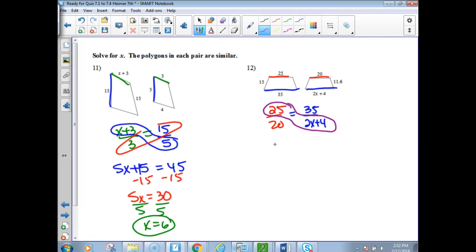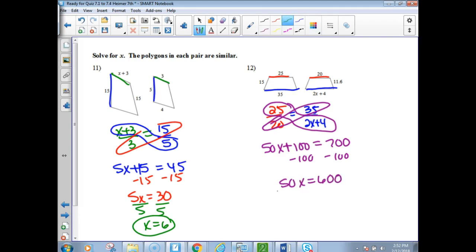25 times 2x plus 4 would be 50x plus 100. And then 20 times 35 is 700. And then subtract 100. 50x is 600. And then divide by 50. What did you have? It should be 12.